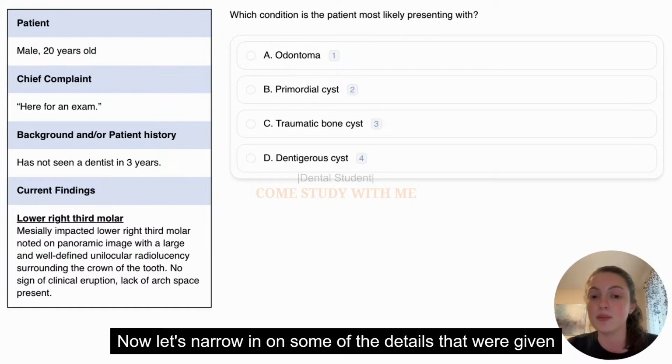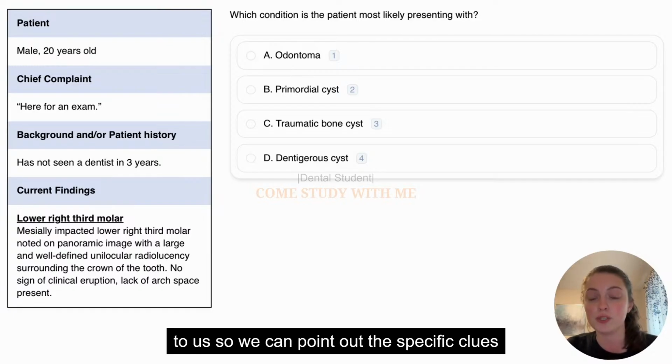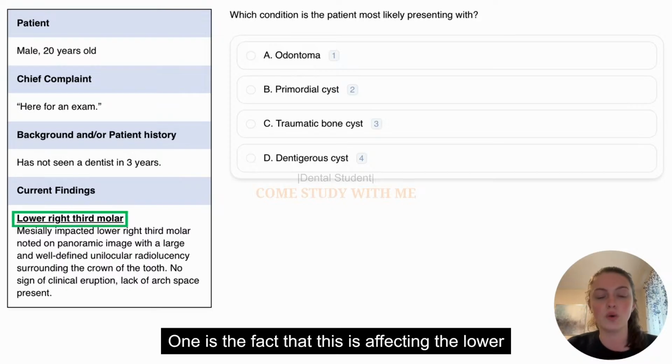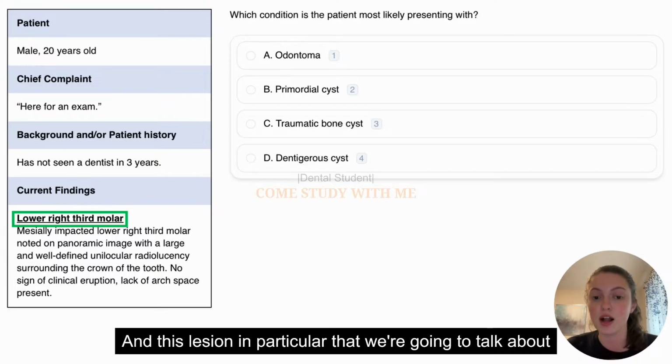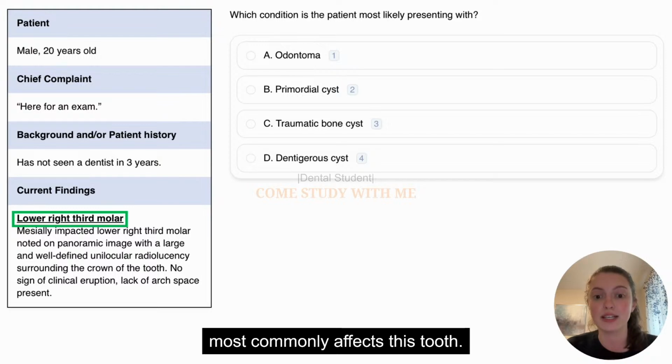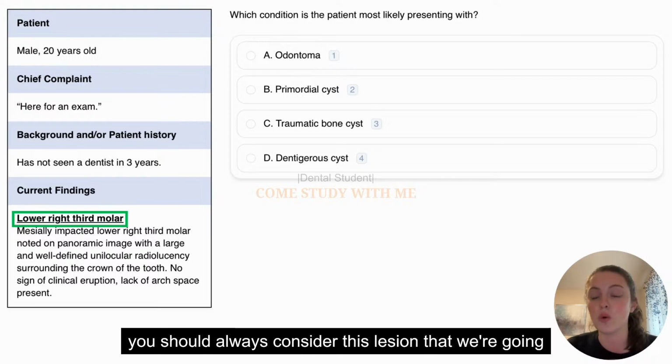Now let's narrow in on some of the details that were given to us so we can point out the specific clues that will allow us to make a diagnosis. One is the fact that this is affecting the lower right third molar. All lesions have particular areas that they are most common in, and this lesion in particular that we're going to talk about most commonly affects this tooth. So when you see this tooth, you should always consider this lesion that we're going to discuss.